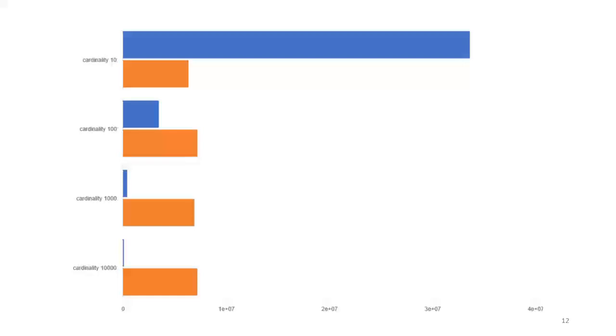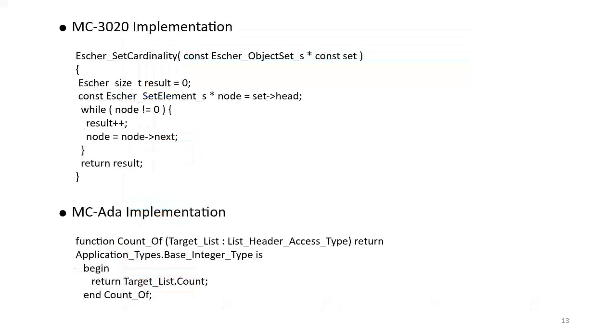The reason for that is quite simple and obvious when you have a look, and that is on the next slide. If we look down into the software architecture and how it does the count of the instances, we can see that MC3020 has an implementation where we set our node to the head of the class list, and we actually walk through the list. So there's a while loop and you add 1 to result, and when you get to the end of the list, what is in result is the number of instances.